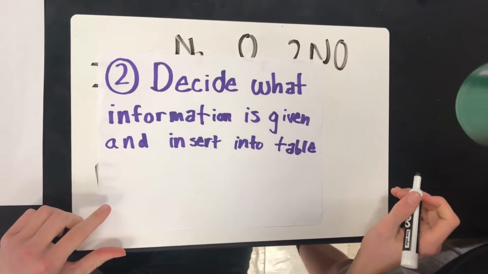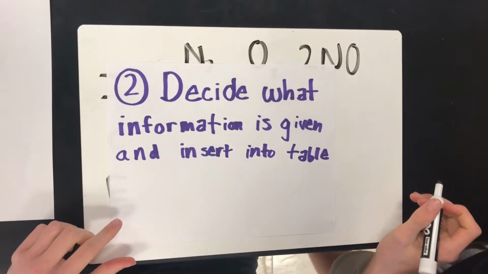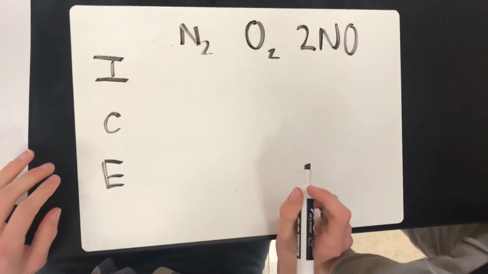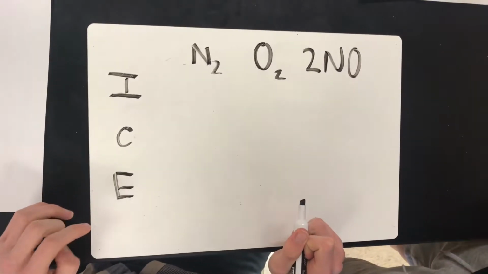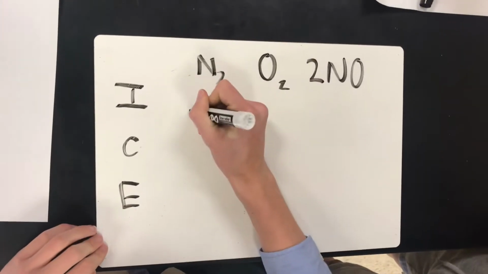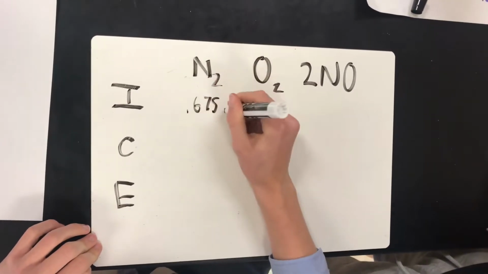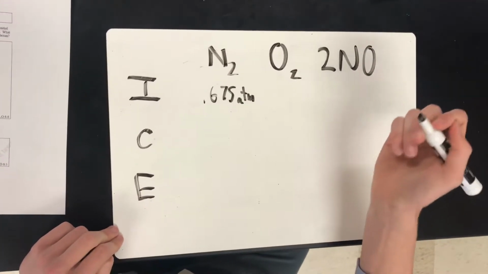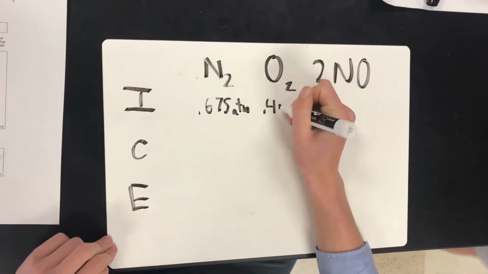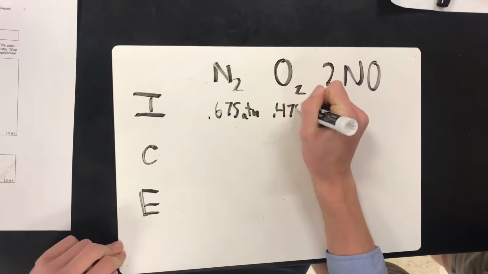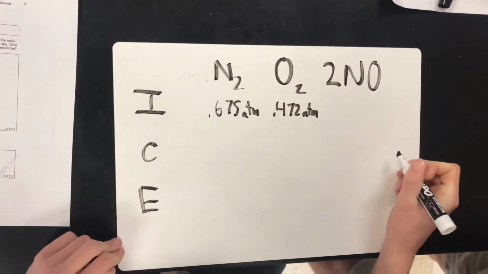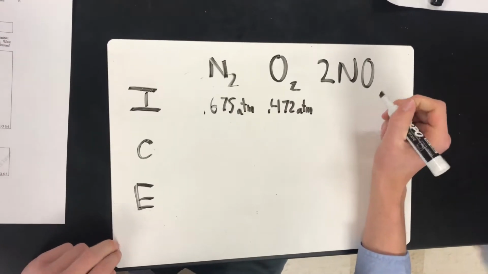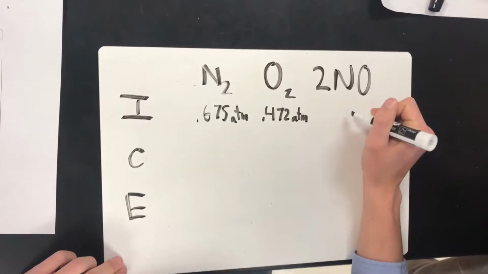Step 2, decide what information is given and insert into table. Now from the problem, we know that the initial partial pressure of nitrogen is 0.675 atm. We also know that the initial partial pressure of oxygen is 0.472 atm. Since there were only reactants in the container, we also know that the initial partial pressure of this is 0.